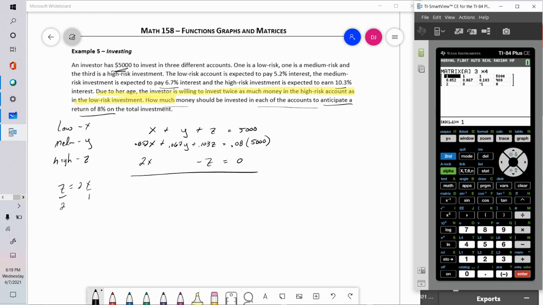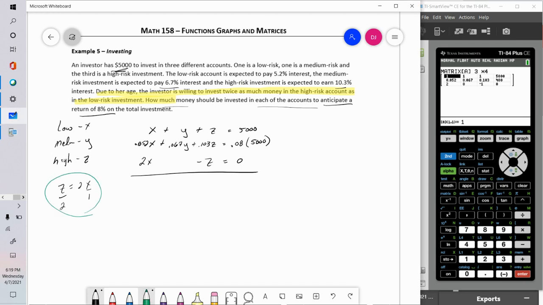Now, remember that at the very beginning, that first problem, the number of airplanes that I'm buying or whatever, that it needs to be an integer. Here, money doesn't necessarily have to be an integer, so I'm going to need to be super careful, especially with this third equation, to make sure that I got it correctly. So before I go too much farther, let's just double check that. She's willing to invest twice as much money in the high risk account as in the low risk. And did she? Z is high. Twice as much, $2, $1. So Z, the dollars in Z, is twice X. That looks right.